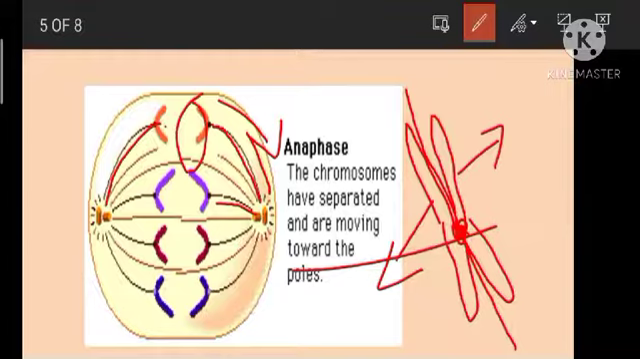As a result, each pole of the cell is receiving the same number of chromosomes. Okay, so the number of chromosomes is not at all getting reduced. The same number of chromosomes is retained in the daughter cell. That's why this mitosis is said to be a sequential division. Okay.